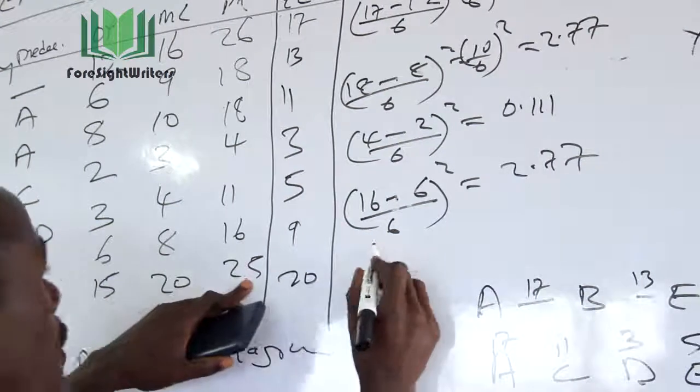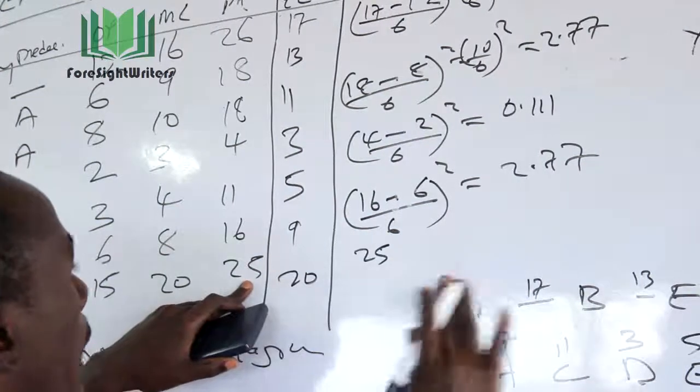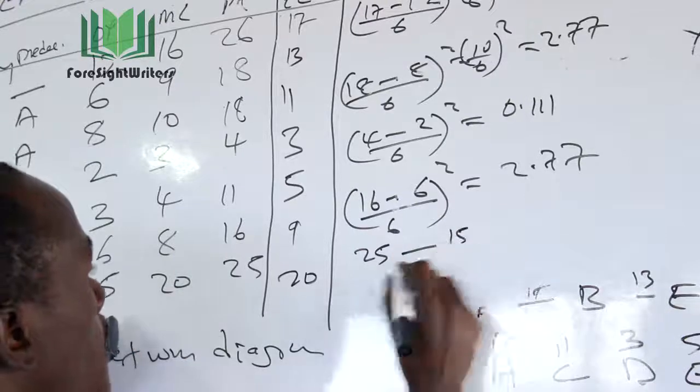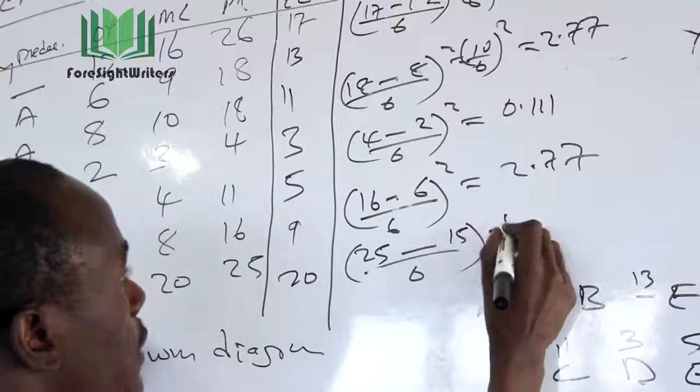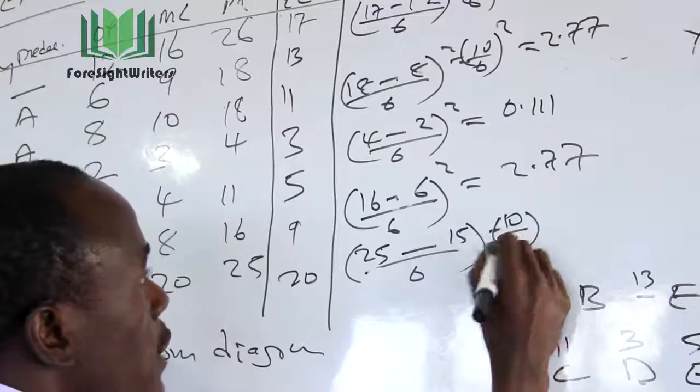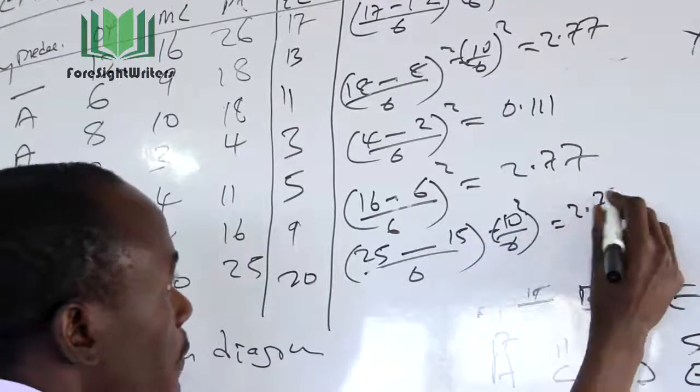25 divided by 15 divided by 6. So this is 25 divided by this. It's also 10 divided by 6, which is the same. The answer is supposed to be the same, 77. Okay?